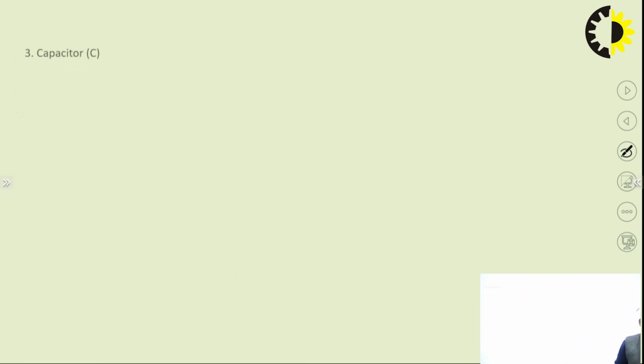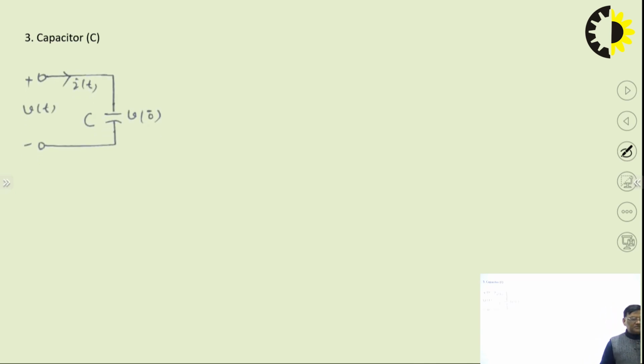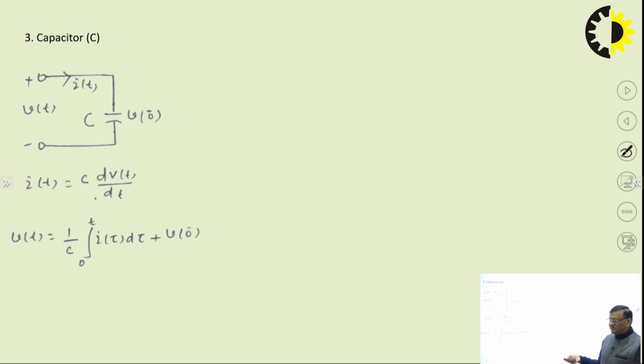Similarly, we can have the expressions or circuit diagram in the S domain for the capacitor also. This is the capacitor in time domain. v(t) and i(t), and the voltage across the capacitor is V0 minus, which is the initial voltage across the capacitor. We can write the equations: i(t) is equal to C dv(t) upon dt, and v(t) is equal to 1 by C integral from 0 to t of i(tau) d tau plus V0 minus. V0 minus is nothing but the initial voltage across the capacitor.